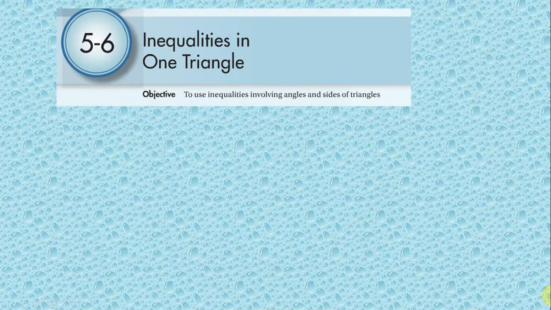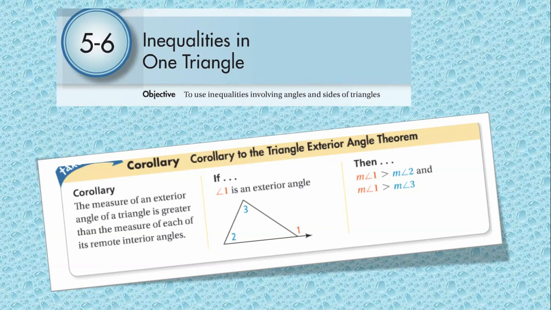Our lesson today, lesson 5-6, inequalities in one triangle. Inequality, not equals. What is the exterior angle?